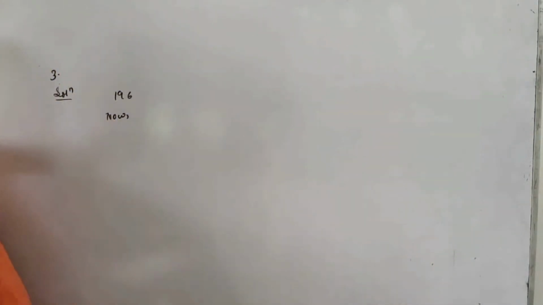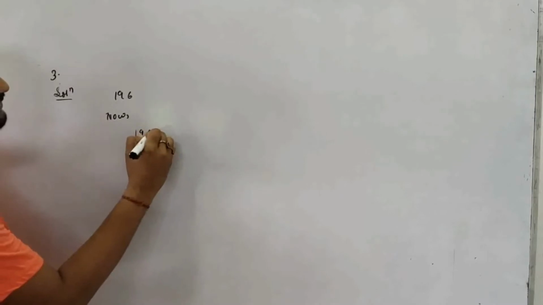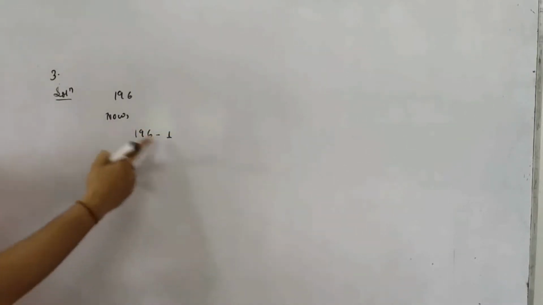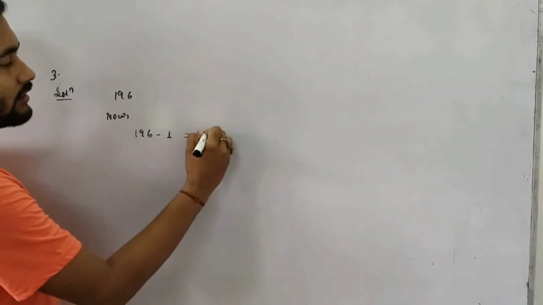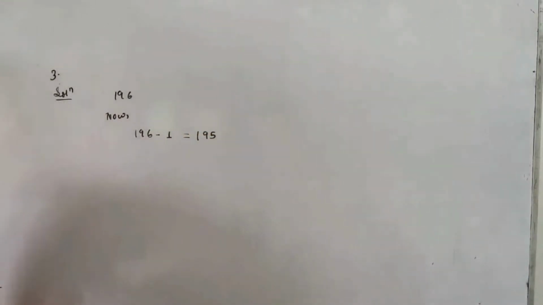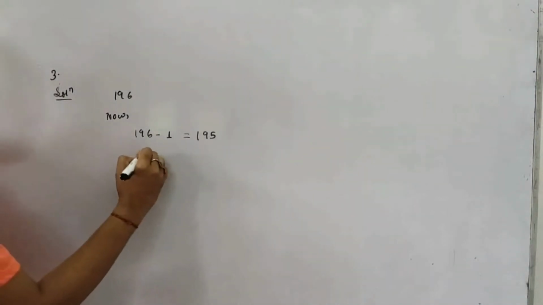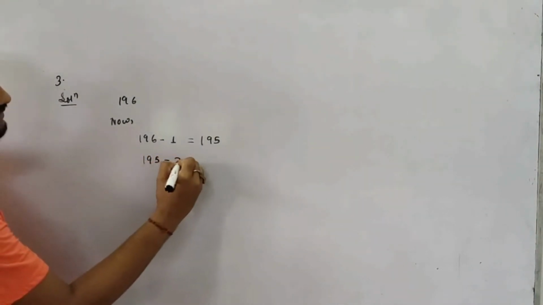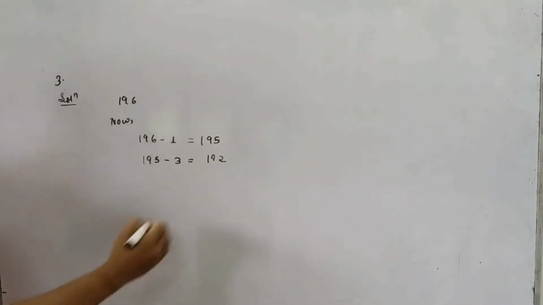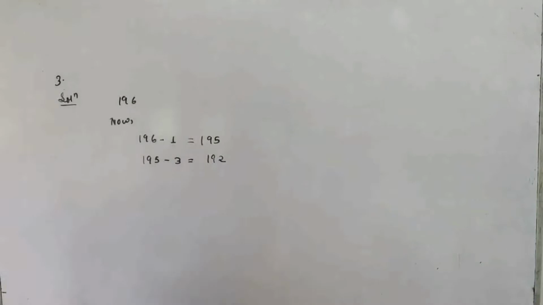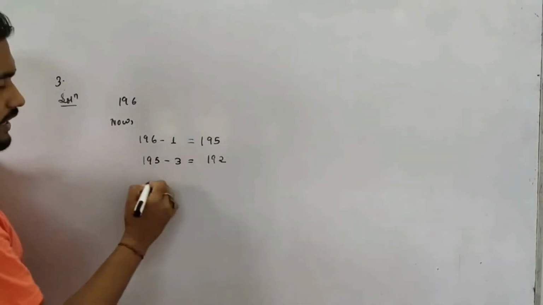Successive odd numbers. Like that, 196 at first minus 1, the first odd number. So 196 minus 1 will be 195, isn't it? Next, 195 minus 3. This will be 192. Keep on doing this way. After 3 what is the next odd number? 5. So you will subtract 5.